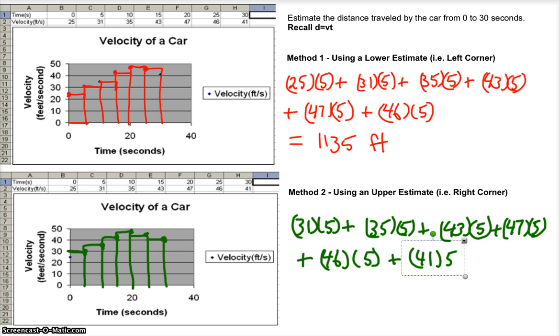And get your calculator out. Okay, so please verify this calculation. I get 1,215 feet. So in this particular case, the right corner method is an upper estimate, which is greater than 1,135. That's the left corner method.